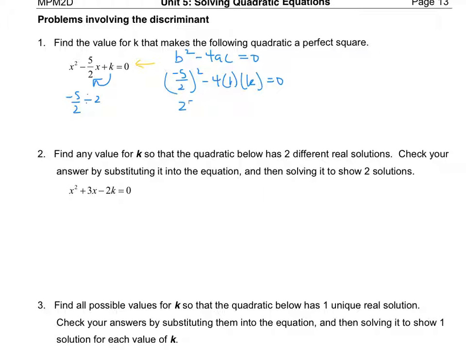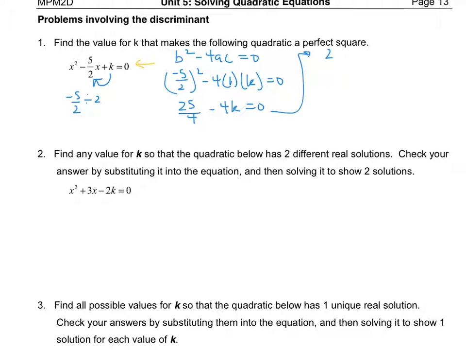So negative 5 over 2 squared, negative 5 times negative 5 would be 25. 2 times 2 would be a 4. And then this would equal minus 4k. 4 times 1 times k is 4k. That has to equal 0. I'm just going to slide up here.